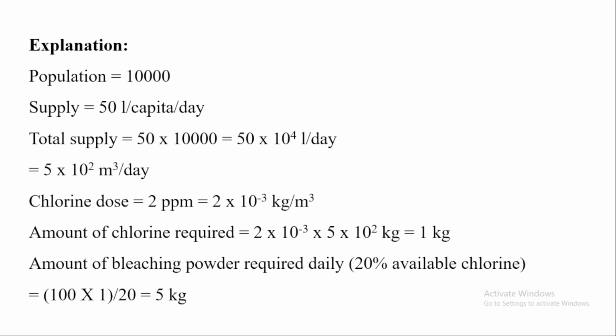Did you understand? So 1 liter is equal to 10 raised to the power of minus 3 meter cube. So 50 into 10 raised to the power of 4 into 10 raised to the power of minus 3, that is 4 minus 3 is 1. So 50 into 10, or 5 into 10 square. Okay.